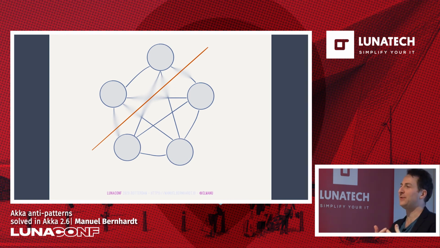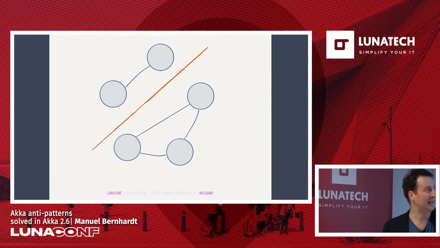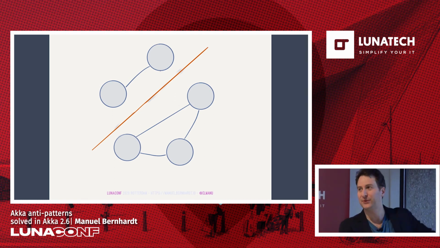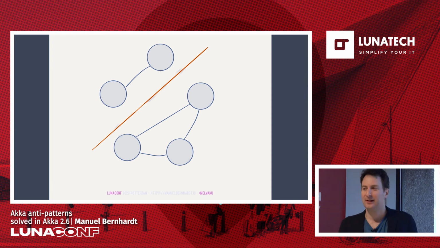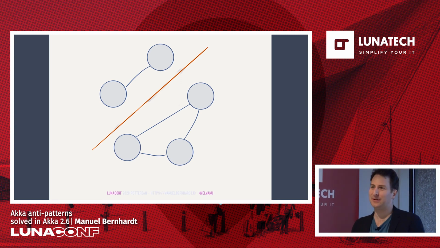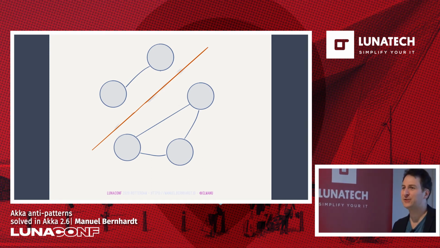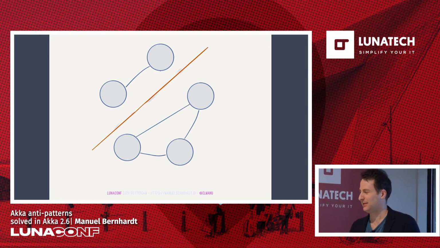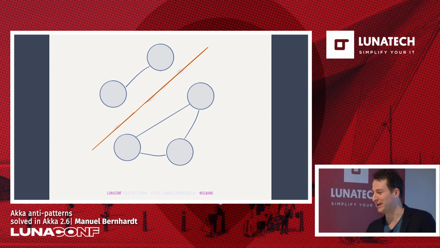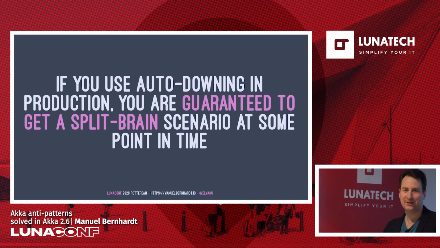each side will assume that it is the surviving side, the side that's not at fault. And so you will have two islands here. And if by chance you have state on this side and state on that side, and they can still talk to the outside or continue writing things to disk, then you will enter a scenario where, depending on the sensitivity of your state, you will have a situation room with a lot of business people in there on Excel trying to stitch together data. I've seen that. Don't go into that. So you're guaranteed to get a split brain scenario if you're using auto-downing.